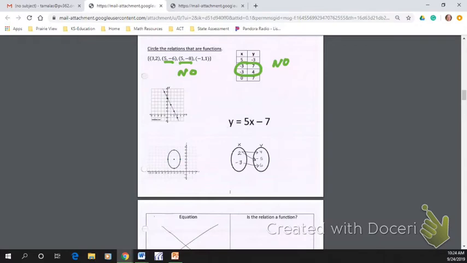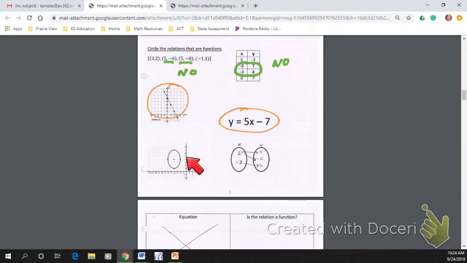Okay, what about this one right here? Is it a function? Yes. You can draw a vertical line down through that thing anywhere, and the x's will never repeat. So we're going to circle that. Yes, it's a function. Okay? How about this thing right here? Yes. That's a line. Clearly a diagonal line. You can always draw a vertical line through a diagonal and never hit more than 1 point.